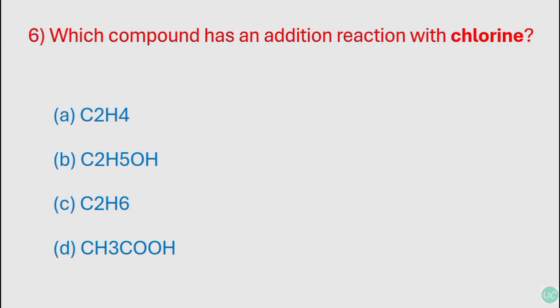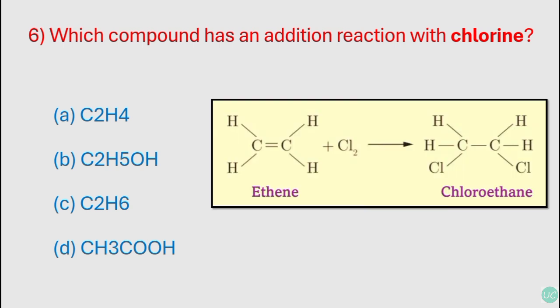Okay, our next question is, which compound has an addition reaction with chlorine? Now, only unsaturated compounds show addition reaction with chlorine. That is, unsaturated compounds like ethene or ethyne with general formula CnH2n or CnH2n-2. Only they will show addition reaction with chlorine. So, as you can see in the given diagram, ethene reacts with chlorine and gives chloroethane. So, only option number 1 is correct, that is ethene.